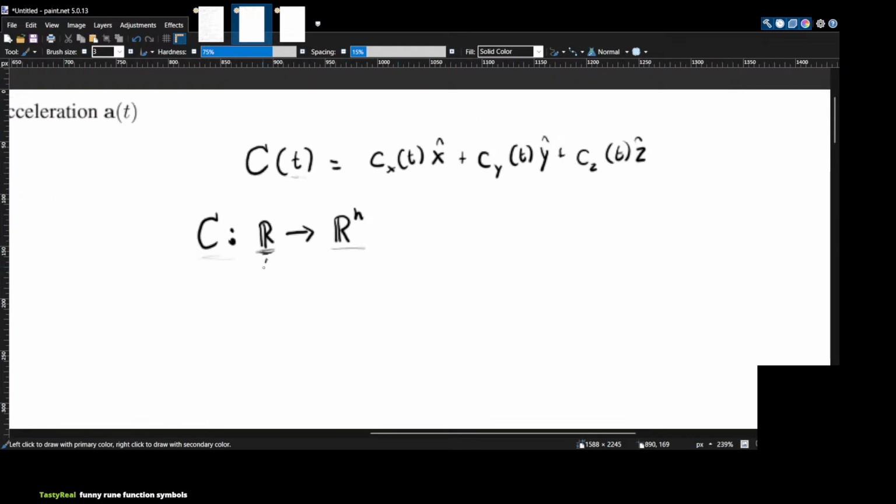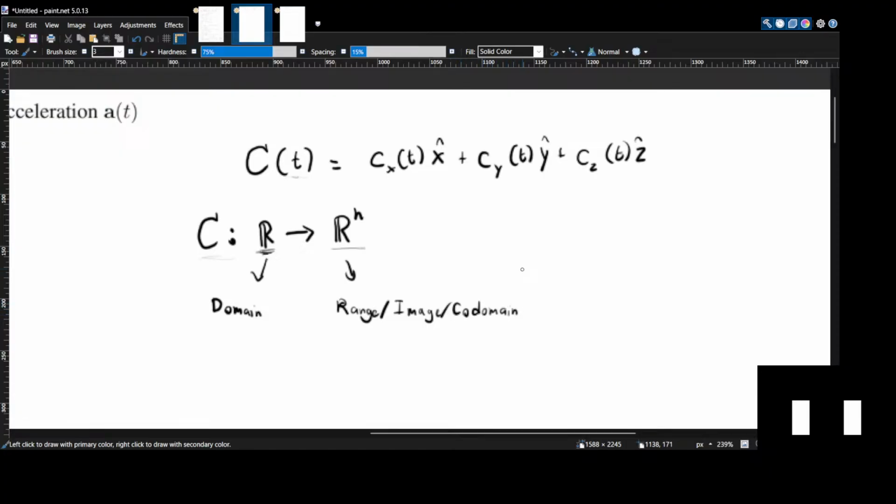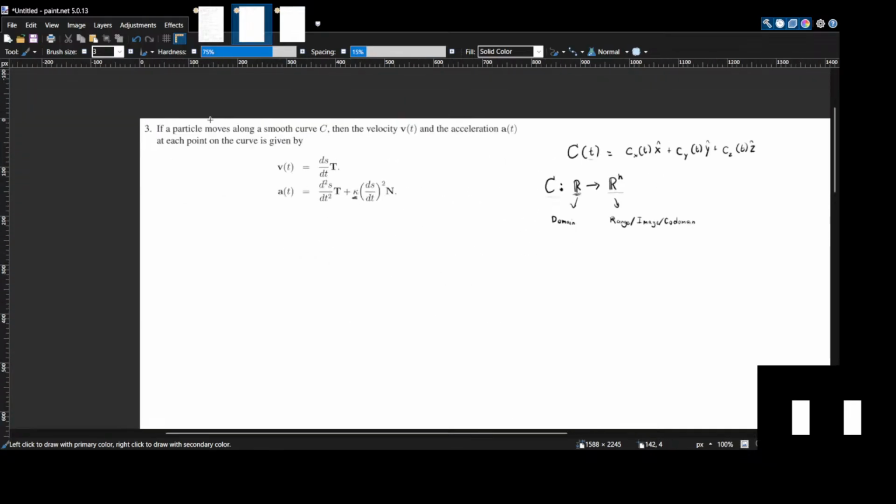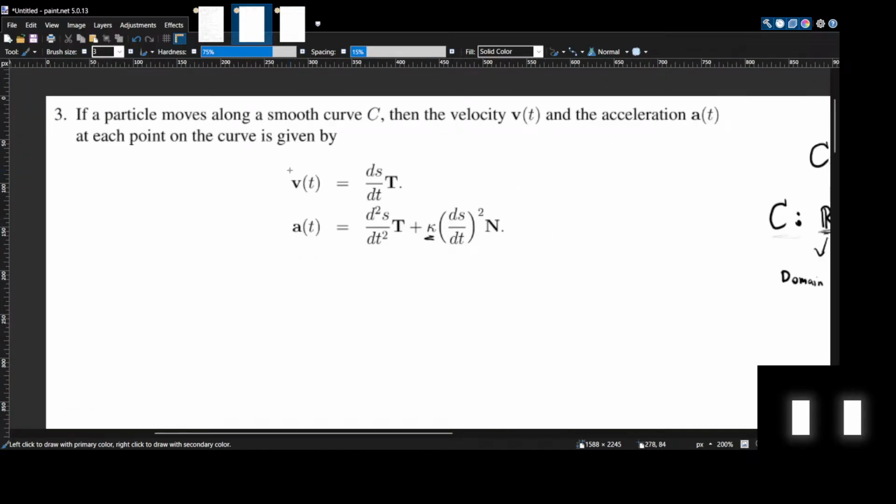This is basically the domain of the function. This is basically the range, aka image, aka codomain. This is the function name, this is the domain, which is basically the set of the inputs, and then you map it onto the set of the outputs. So if a particle moves along a smooth curve C, then the velocity and the acceleration at each point of the curve is given by the following.